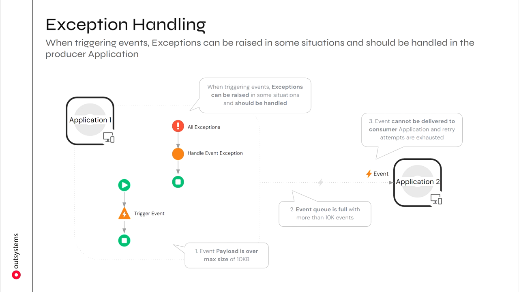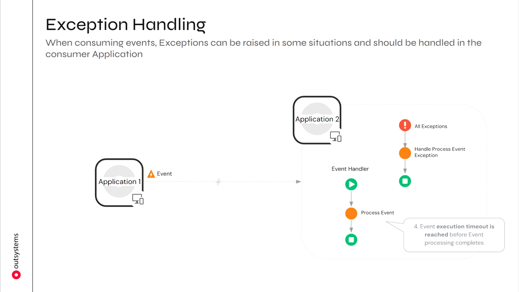To handle exceptions within a producer application, developers should create exception handlers within the actions that trigger events. Some examples of possible exceptions that may occur include attempting to send a payload larger than the 10K maximum, overloading the event queue with more than 10,000 events, and delivery failure to one or more subscriber applications. Outsystems makes it very easy to manage exception handling, and appropriately managing exceptions is critical to building scalable and reusable applications. Similarly, exceptions may occur in consumer applications, and these should be handled as well and for the same reasons.